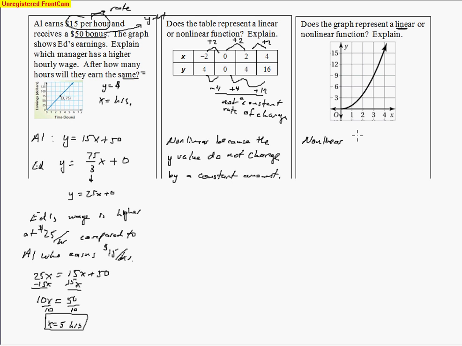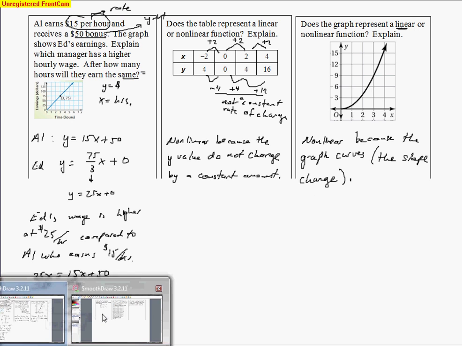Nonlinear because the graph curves. And if it curves, that means that the slope changes. And you have to have a constant rate of change. You have to have a constant slope in order for it to be a line. Well, let's take a look at our last few problems here.